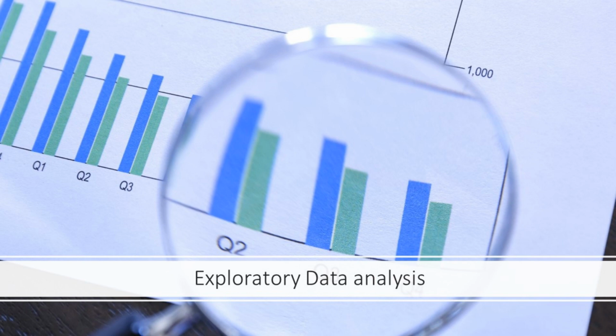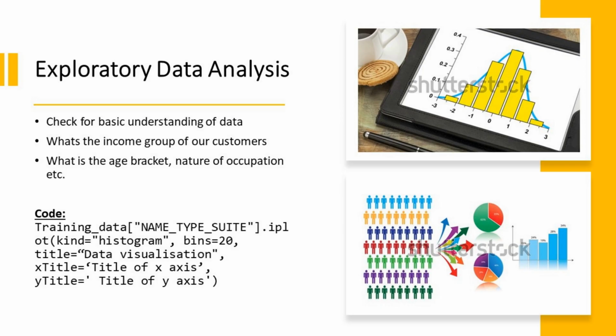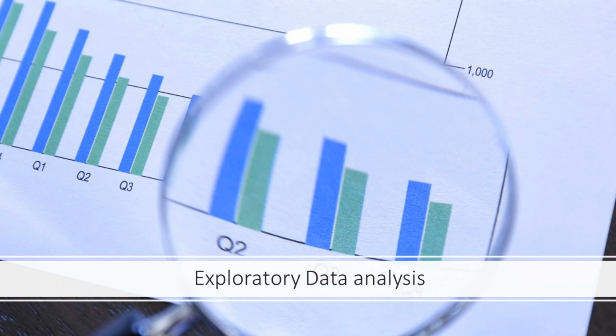So you can see a code here. You can just directly copy paste the same code. Instead of name type suit, you just enter the name of your column, the column for which you want the histogram, that's it. And then you change the title, the title of X axis, title of Y axis, and you will get a histogram, which will show you the distribution of that particular variable. So you will get a basic idea.